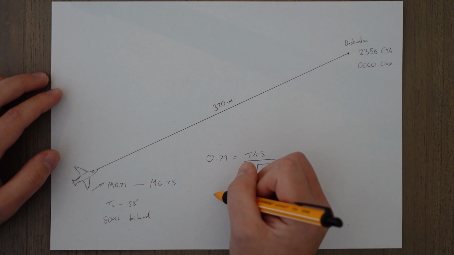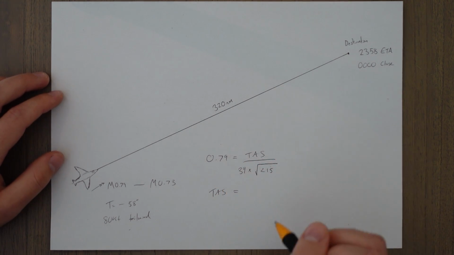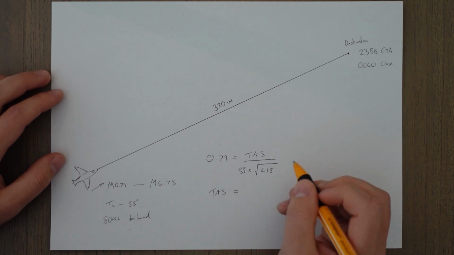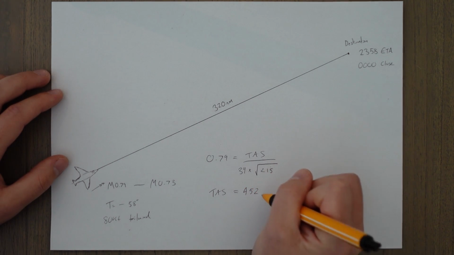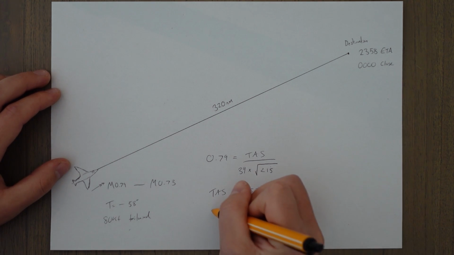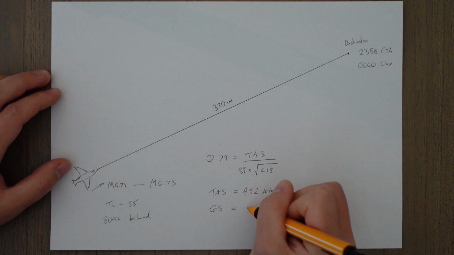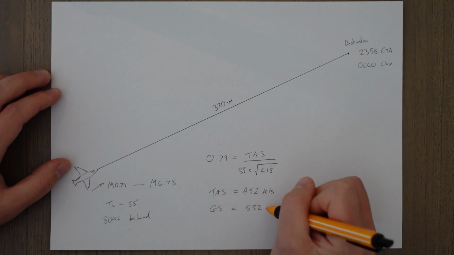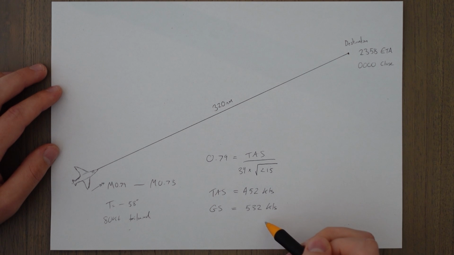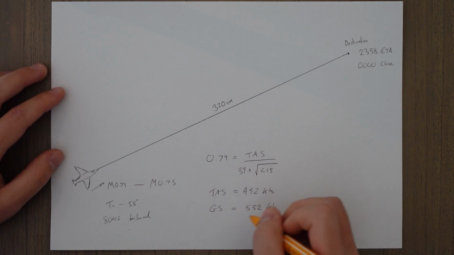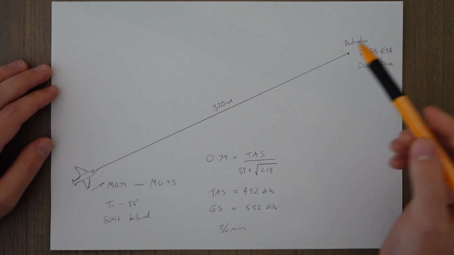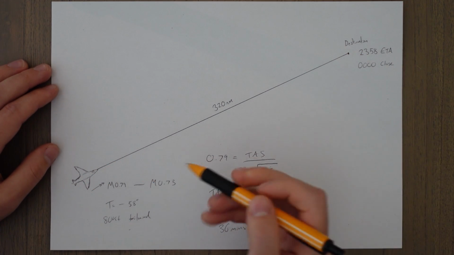And then we calculate our true airspeed from that. If you pop that into a calculator, you'll get something in the region of around 452 knots. Remember, we've got the 80 knot tailwind, so that's going to give us a ground speed equal to 532 knots. With 320 nautical miles to go at that ground speed, that means it'll take us 36 minutes to cover this distance.